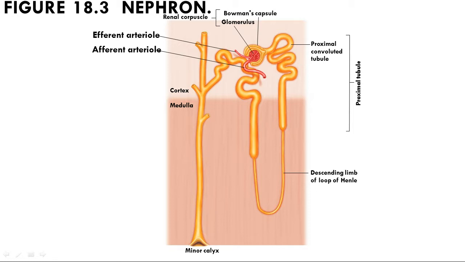Filtrate then pushes to the what? What's the next region? The distal convoluted tubule. Distal referring to more far away. Okay, we're more far away from the glomerulus. What's happening at the distal convoluted tubule? You're still going to see some reabsorption. Could be lipid soluble molecules. What else could be reabsorbed here?